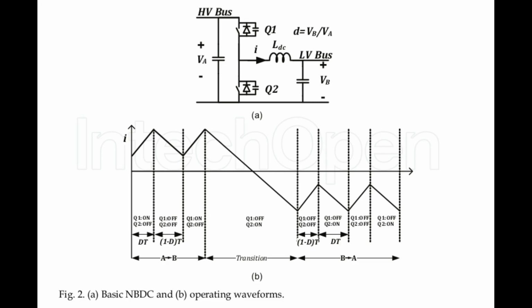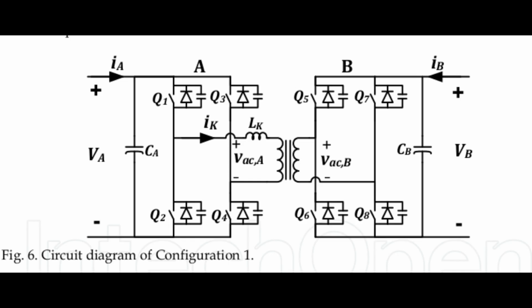Whatever we have seen so far are non-isolated converters, that is, there is no galvanic isolation between the two power sources. They are directly connected. But what we are going to see now is galvanically isolated power transfer between both sides, VA to VB or VB to VA. So the working principle is the same, but the only thing is there is a transformer in between the two circuits.